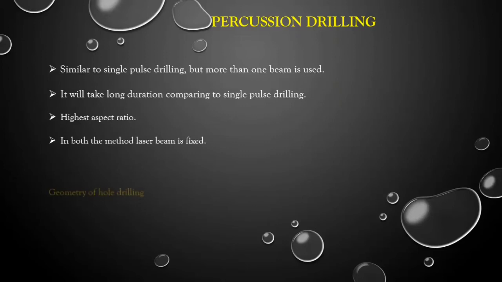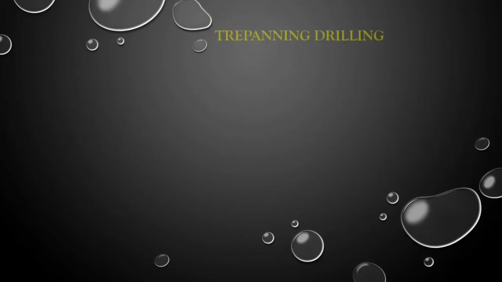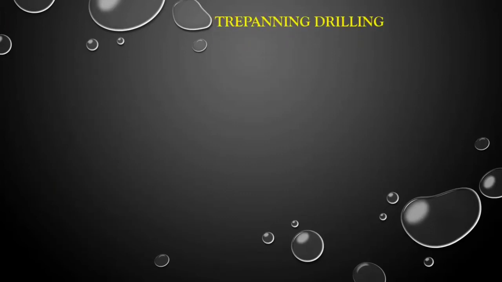The geometry of the hole: the diameter should be 0.05 to 1.5 millimeter, and the aspect ratio is less than 50:1. The drilling duration is 1 to 5 seconds. Next classification is trepanning drilling. In this drilling, the laser beam is moved.